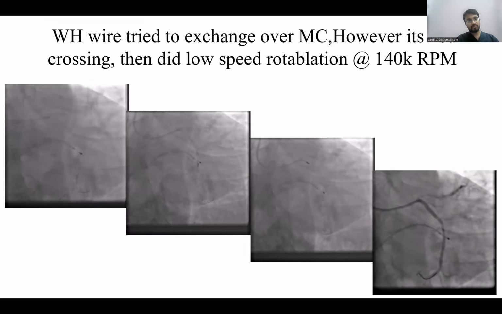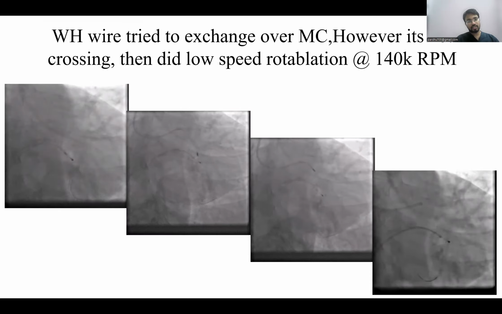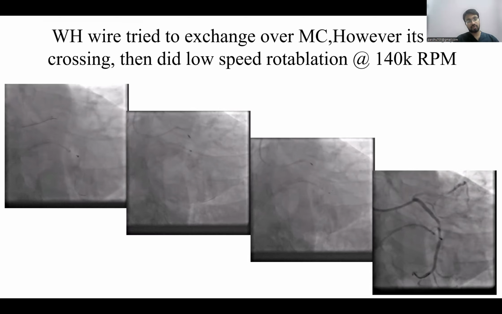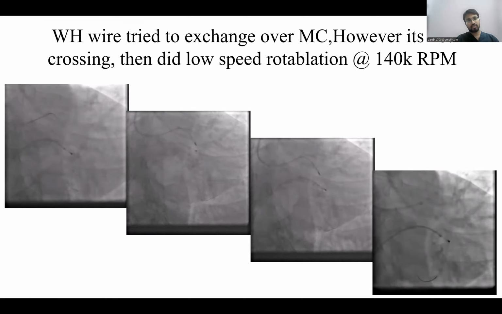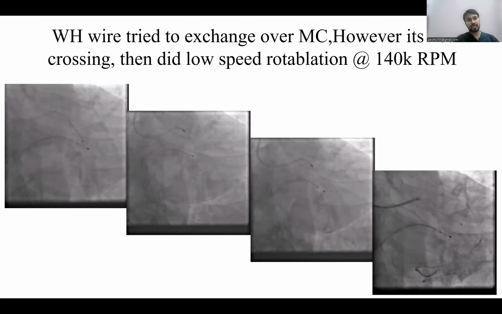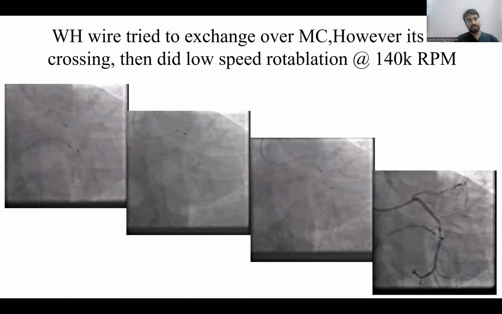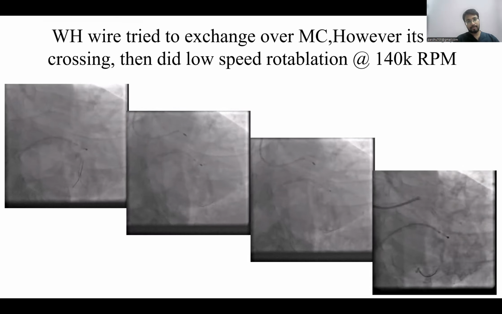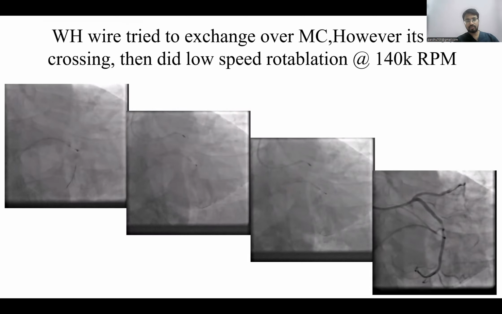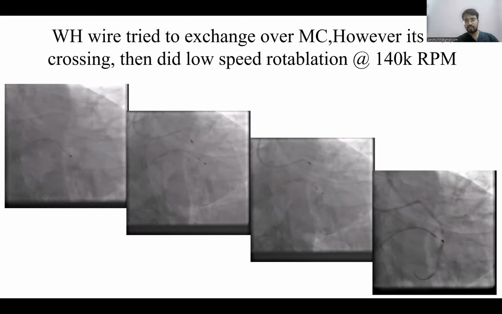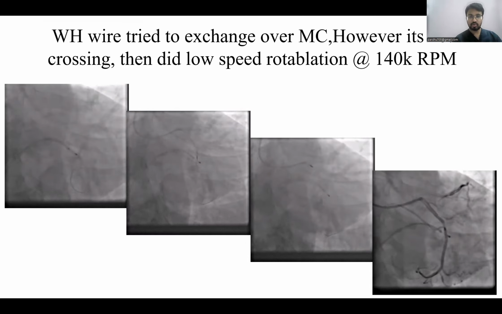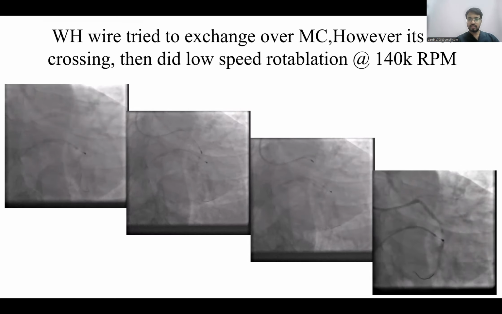Here we did the rotablation and kept the rotablation burr with the stent struts for a prolonged period of contact, so that the rotablation burr can ablate the stent struts and we can pass our gear distally. So after doing the low speed rotablation, this is the check shot. There is a good antegrade flow and also there is improvement in the mid part of the LCX stent.